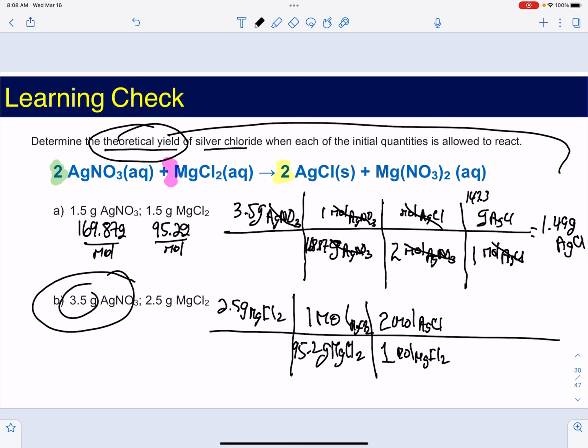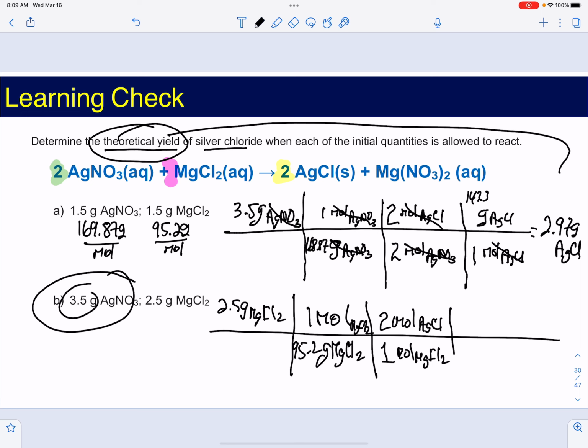So let me fix that. Let me fix the top one again. There was a mistake on my mole to mole ratio. So 3.5 times 2 times 143.3 divided by 168.87 divided by 2 divided by 1 gives us instead 2.97 grams of silver chloride.